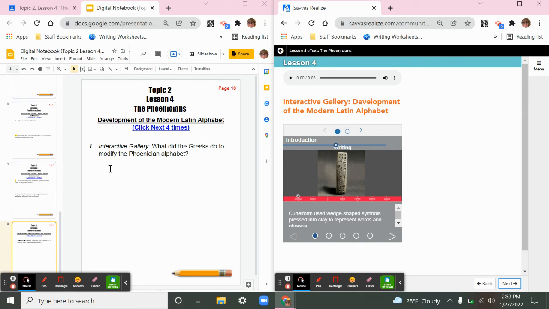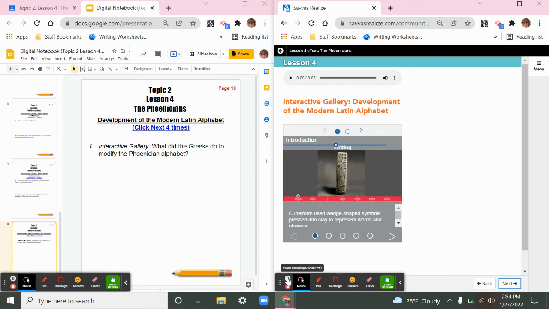So in order to answer this question, which is what did the Greeks do to modify the Phoenician alphabet? So click on this, make sure you click through it. You'll click these arrows to get from place to place. And look for the answer in this gallery. Press pause if needed.